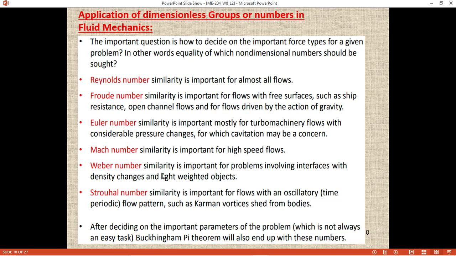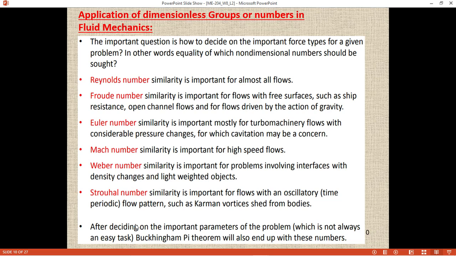The Weber number similarity is important for problems involving interfaces, wherever we have different fluids or two surfaces where surface tension is important, with density change and lightweight objects. So wherever the surfaces are changing, wherever interfaces are involved, the Weber number is used, because the Weber number is the ratio of the inertia force over the surface tension force, and so on.